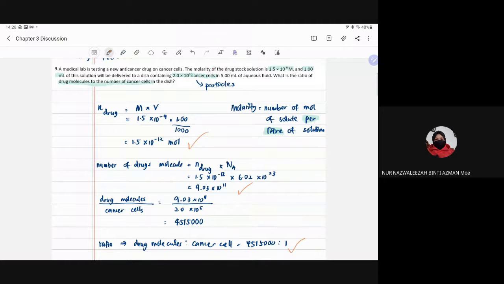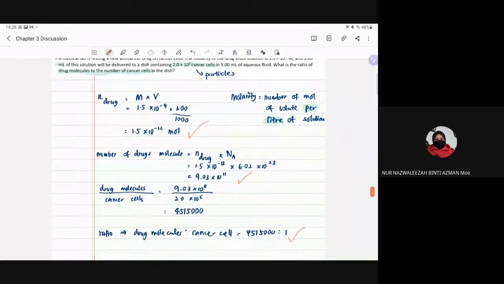Tapi kalau kita tengok balik, sebab dia minta ratio drug molecules kepada number of cells. Ni kita dah ada number of cells. Number of molecule je yang tiada. Okay. Jadi tak perlu apa? Tak perlu guna yang 5 ml tu. Bukan 500 ml ni, 5 ml.